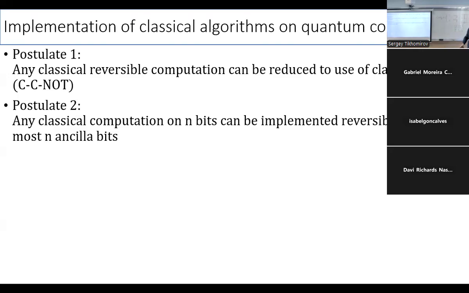n ancilla bits. If you have your system where you do your calculation, here you allow yourself whatever non-reversible operations, then you can add n more bits, modify your program somehow, and it would calculate the same output on n bits, but would be reversible, taking those into account.